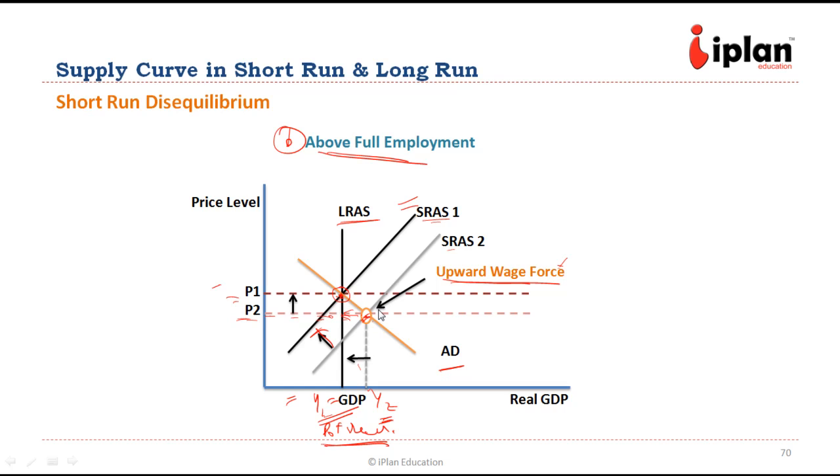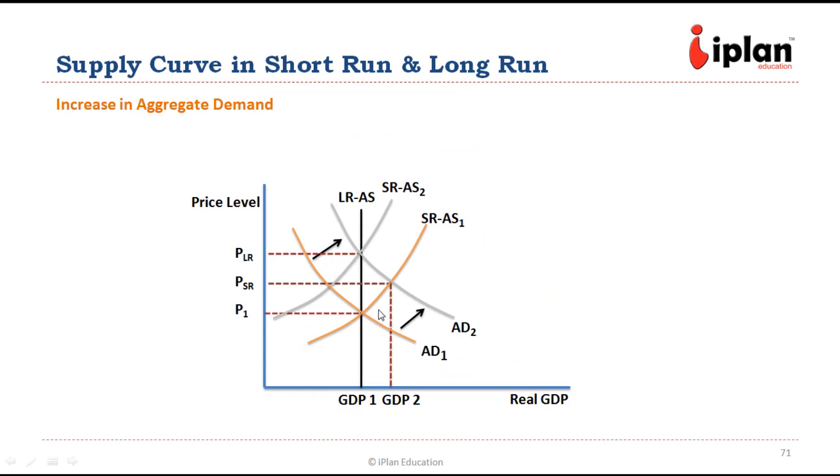Now let us look at the changes on the aggregate demand curve and what happens. Suppose there is an increase in the demand. So aggregate demand curve shifts rightwards. What happens? Earlier it was AD1 and it was cutting the short run aggregate supply curve at P1. So this was the price. This is the quantity produced, GDP1, at this point.